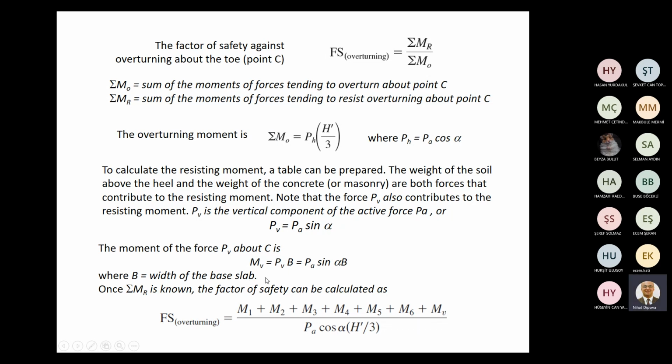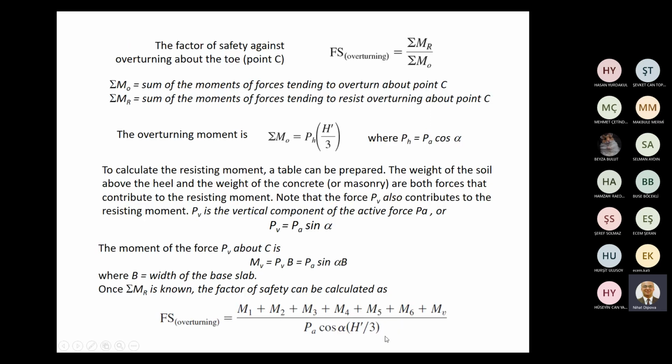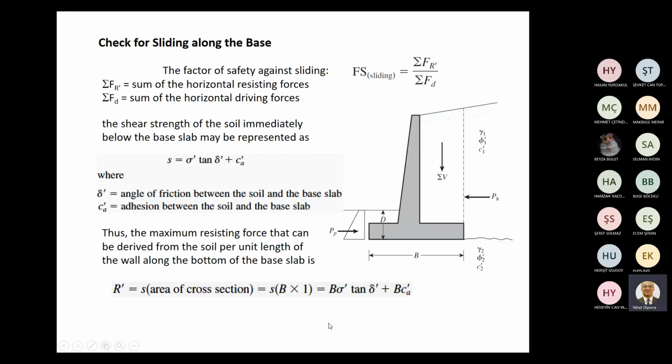B is the width of the slab. Once this resisting moment is calculated, the factor of safety can be calculated as given here. Resisting moments for every portion divided by overturning moment. Let us discuss check for sliding along the base.